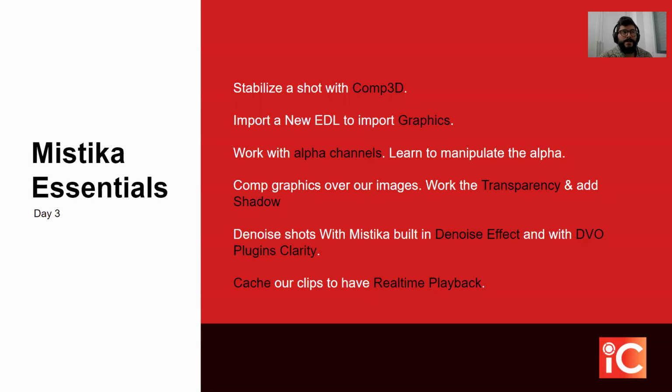We're going to stabilize the shots in comp3D, import a new EDL to import graphics, work with alpha channels, learn to manipulate the alpha, comp graphics over our images, work the transparency, and add a shadow. Then we will quickly denoise shots with Mistika's built-in Denoise Effect and with DVO Plugins Clarity. And finally, we will learn how to cache our clips to have real-time playback and obviously have the ability to work in real time with clips that have had heavy denoise effect applied.